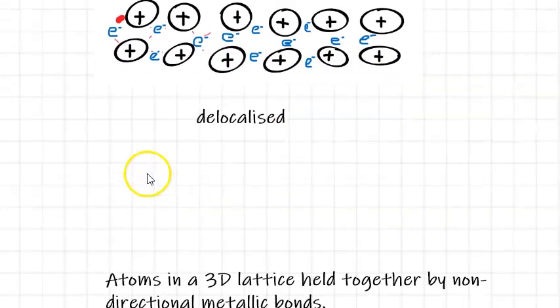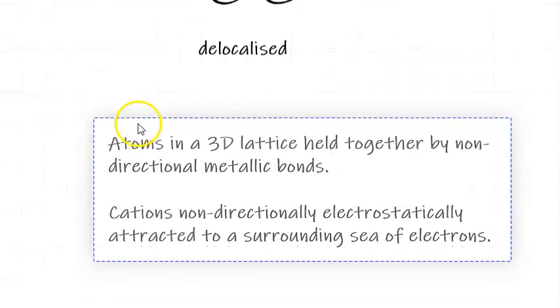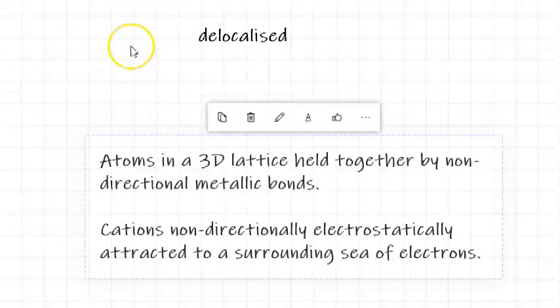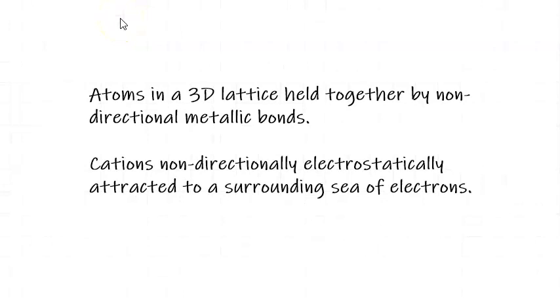So I've taken 2 definitions from last year. In the 2019 exam they gave 2 sentences, and you could use one or the other. So they've said atoms in a 3D lattice held together by non-directional metallic bonds. So if you're describing a metal, you could use that sentence.